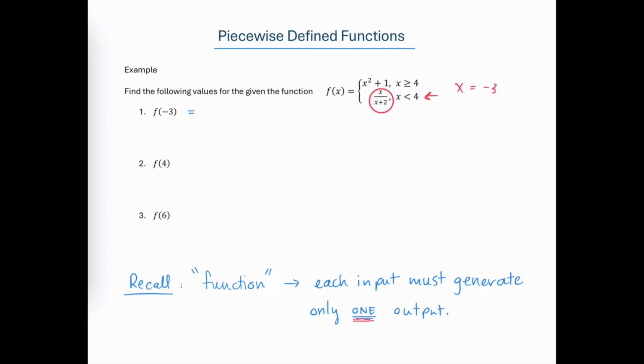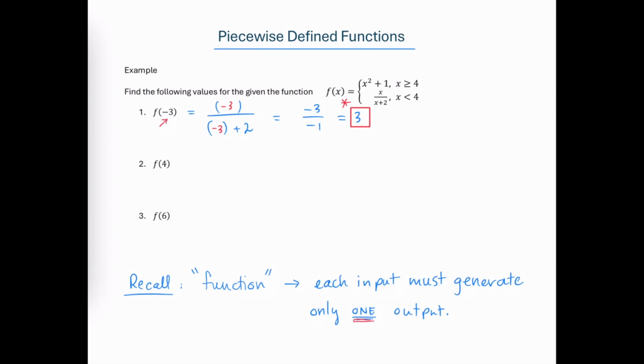So since we're plugging it into the bottom piece, we're going to open up holes for the x's. We have x over x plus 2, and our domain element -3 is going to be plugged in for those x spots. So we have -3 over -1, which simplifies down to being +3. And this is our one output that corresponds to the input, -3.